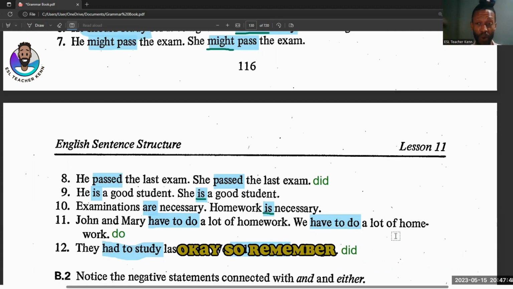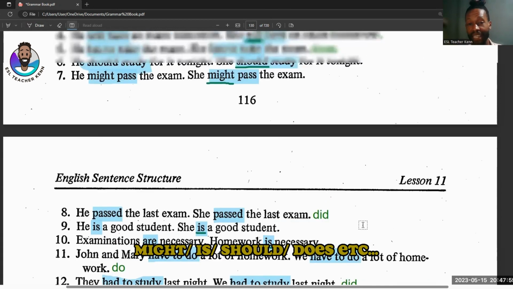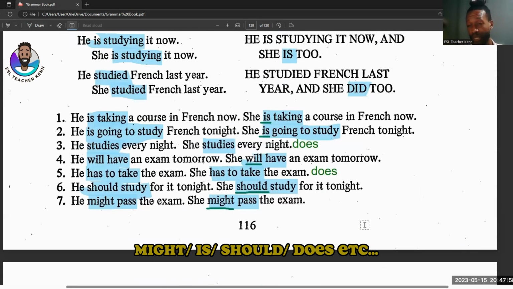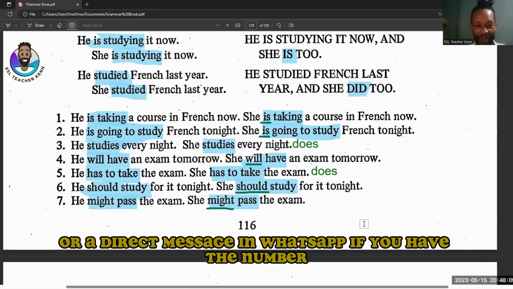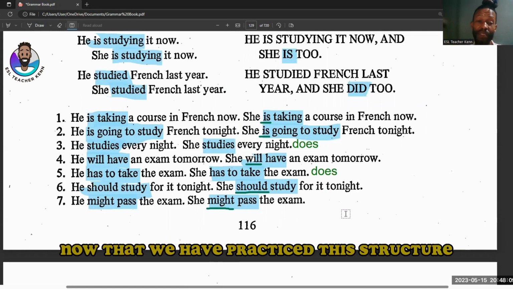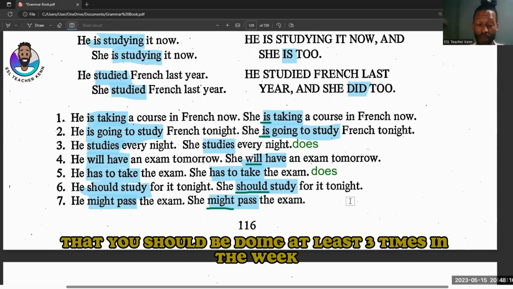Okay, so remember, if you have any questions about why we were using did, might, is, should, does, etc., leave me a message in the comments or a direct message in WhatsApp if you have the number. Now that we have practiced this structure, remember that this is an exercise that you should be doing at least 3 times in the week.